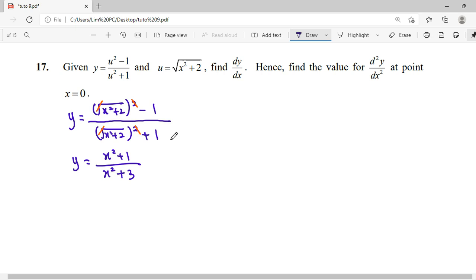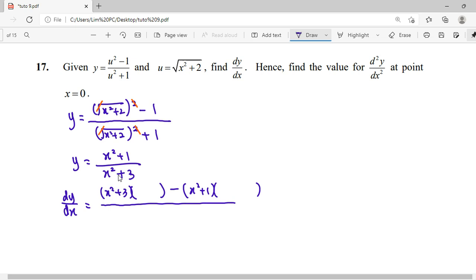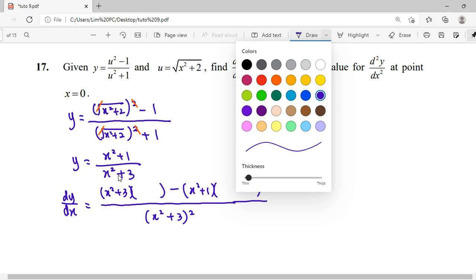And then we can see our function of x here is quadratic over quadratic, so this is rational. So this is the quotient rule we'll be doing. Differentiate this y equation using the quotient rule. Set up our quotient rule: copy the bottom, differentiate the top, minus, copy the top, differentiate the bottom, then the bottom squared. So it will be easier.